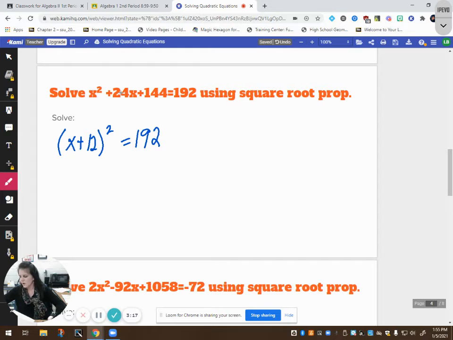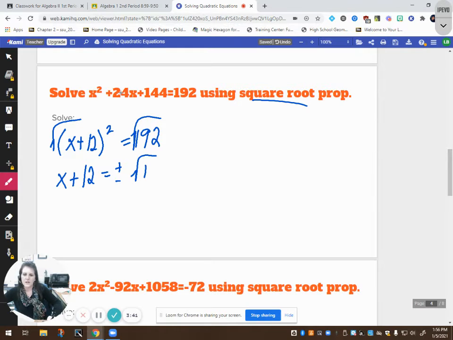So at this point, what am I going to do? Well, we can see that this is a square, and this isn't exactly a perfect square, but we can still use the square root property to take the square root of both sides. So I'm going to go ahead and do that. So I have x plus 12 equals plus or minus the square root of 192.